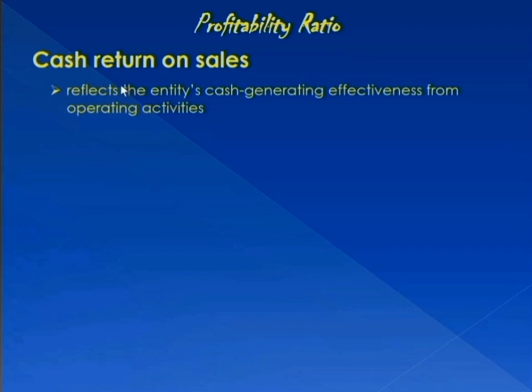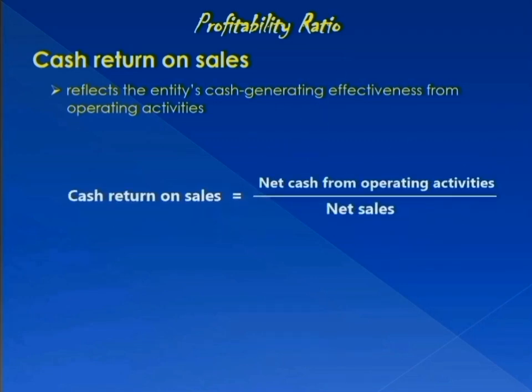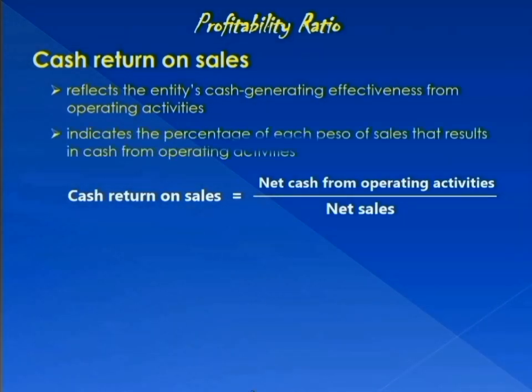Hence, cash return on sales is considered as a profitability ratio. And the term cash return refers to the net cash from operating activities, which is the numerator in the formula for this ratio. The denominator is, of course, the net sales. This ratio indicates the percentage of each dollar or peso of sales that results in cash from operating activities.